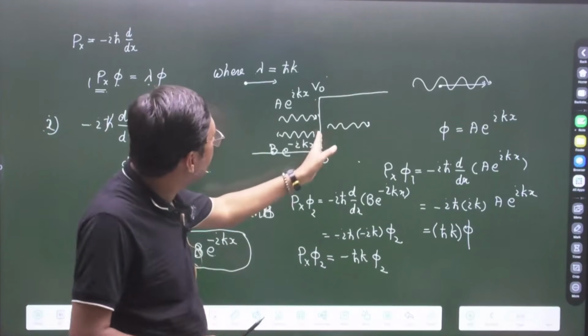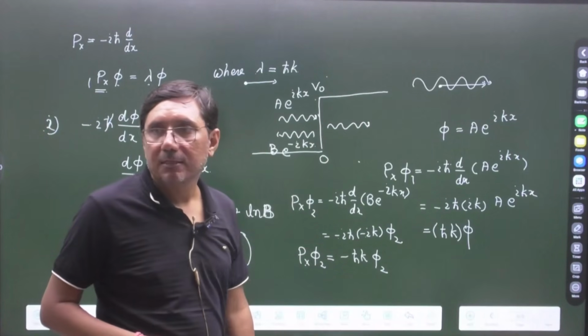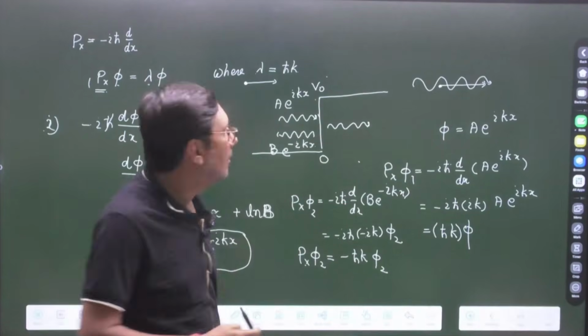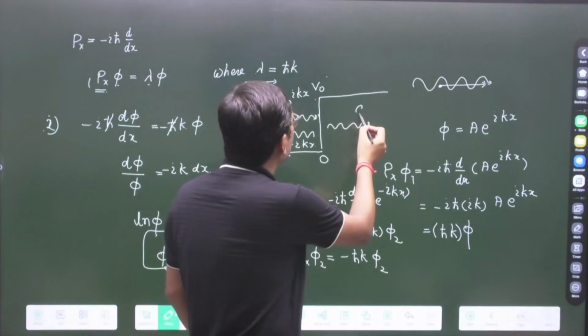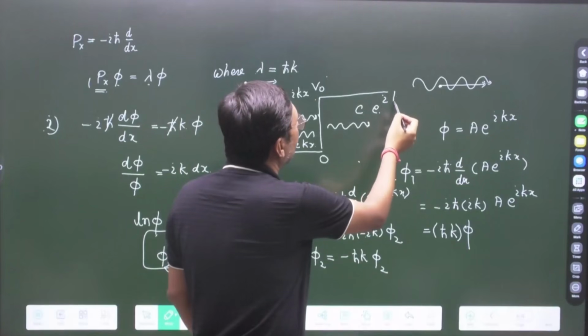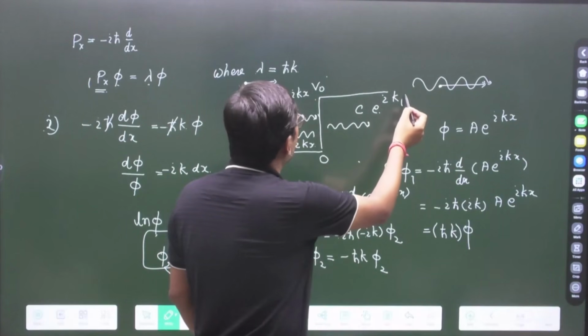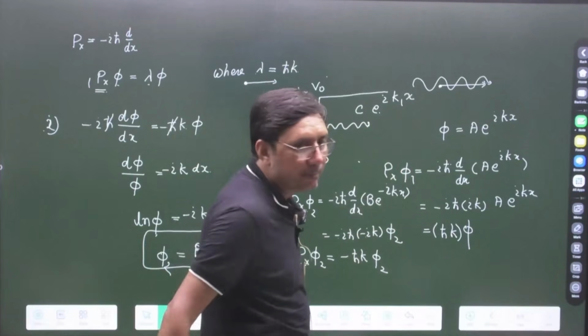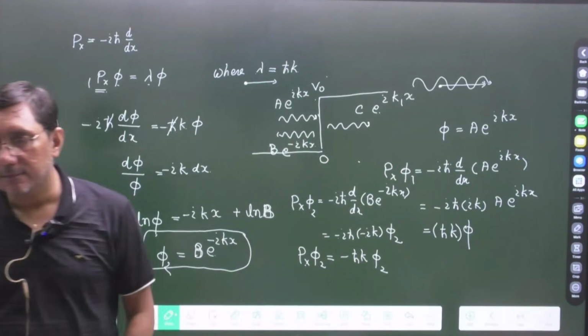So in which direction is this moving? This is moving in the forward direction. So this will simply be C e to the power iota, the k number is going to change, so I will write it as k1, and this will be x. So in this way you can write.